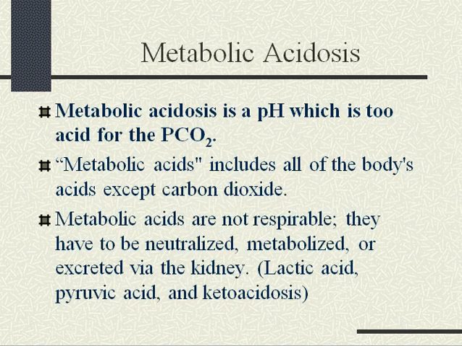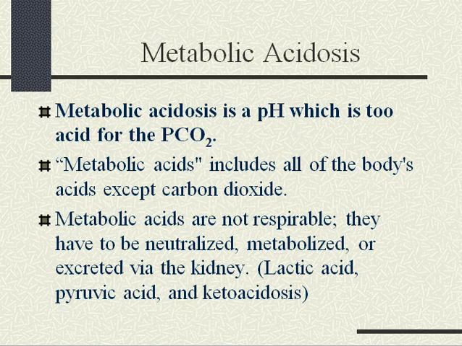Now, metabolic acidosis. Okay, so metabolic, once again, kidneys or blood, substances in the blood. Metabolic acidosis is a pH that is too acidic for the PaCO2. Don't let that blow your mind. Let's just think of it as being we're retaining some sort of acid in the blood, be it that the kidneys can't excrete it or we're having some sort of complication with acidity in the blood.